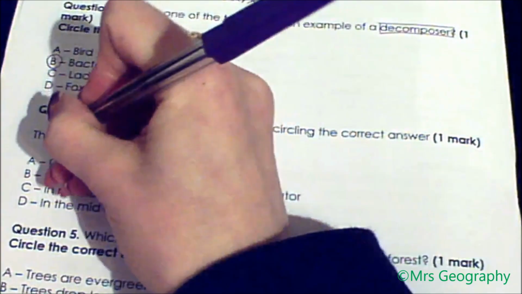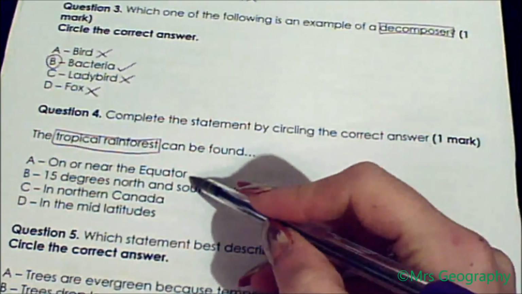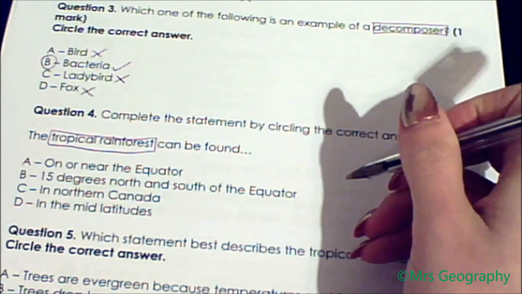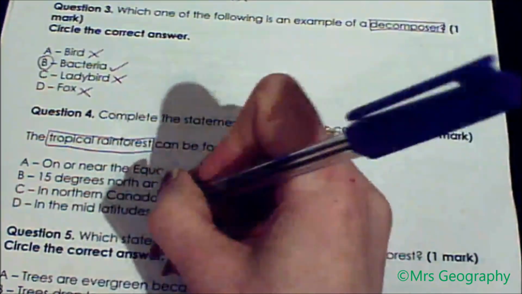We know that a tropical rainforest can be found on or near the equator. So it's around the tropics, like the Tropic of Cancer and Tropic of Capricorn. It's not technically 15 degrees. That's too far north and south of the equator. We know that it's too far north if it's in Canada, and we know that it can't be in the mid-latitudes because that would be too far north and too far south. A is the correct answer.